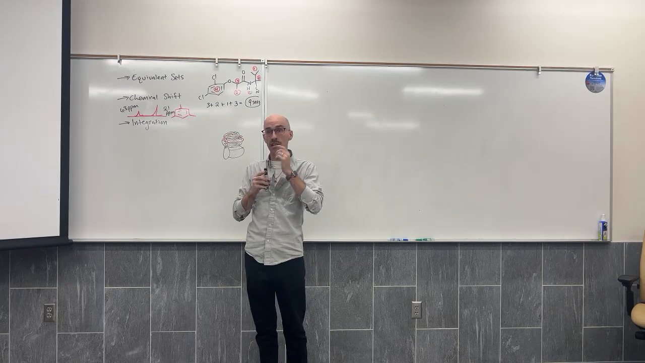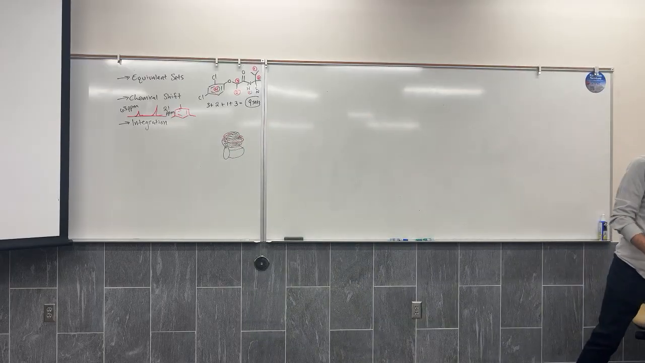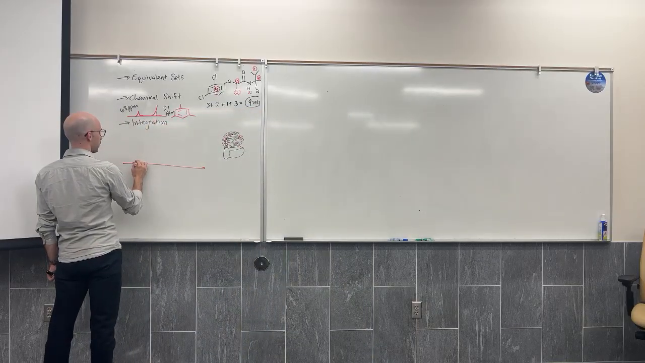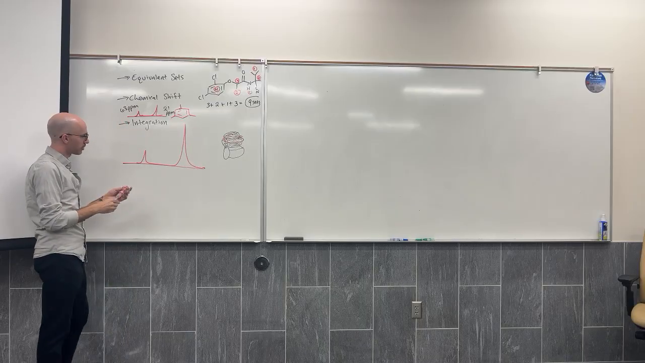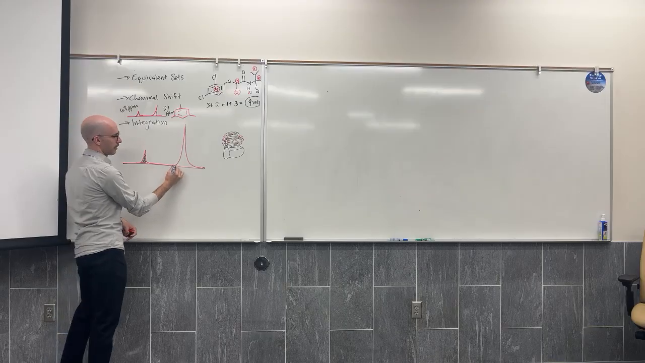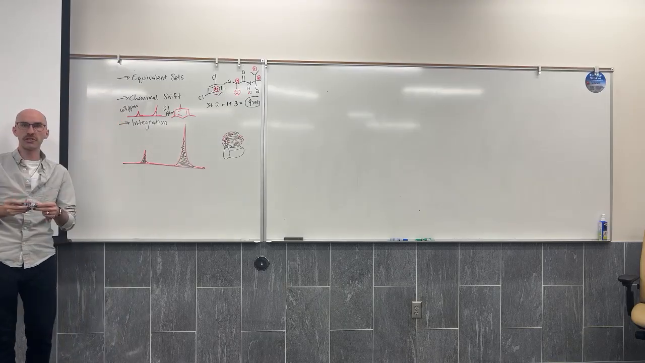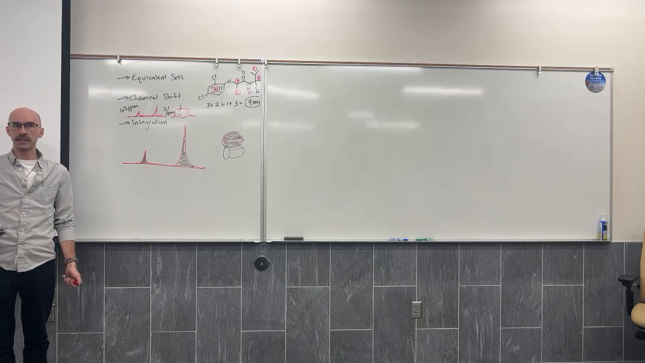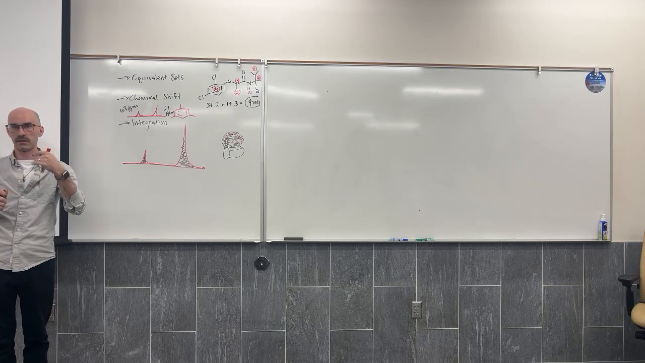When we talk about integration in math, we're talking about the area underneath a curve. So we would zoom in on this spectrum, and we would start calculating the area underneath the signal. Which of these signals do you suspect has a larger area? The one on the right, because they're of similar width, but one of them is much, much higher.